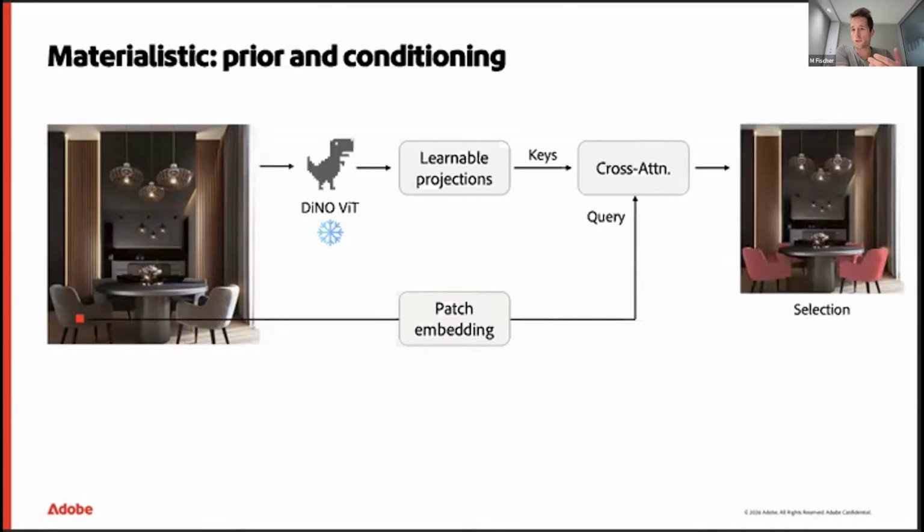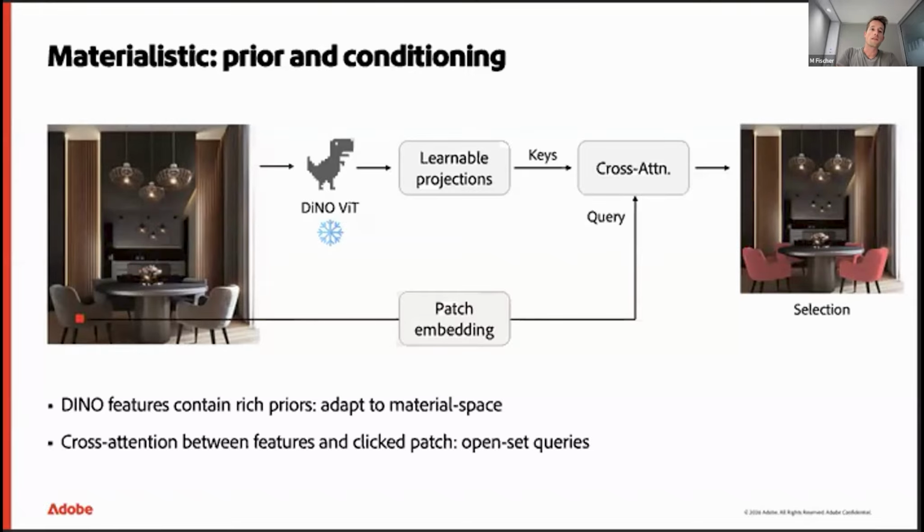And if you decode it, there are some other projection layers and stuff that I abstracted away here. But if you decode it, this gives you such a selection mask. And why this works is because DINO contains such a rich prior, and we don't change it, right? DINO's frozen, so you keep this prior. You just need lightweight projection layers to adapt it to the material space.